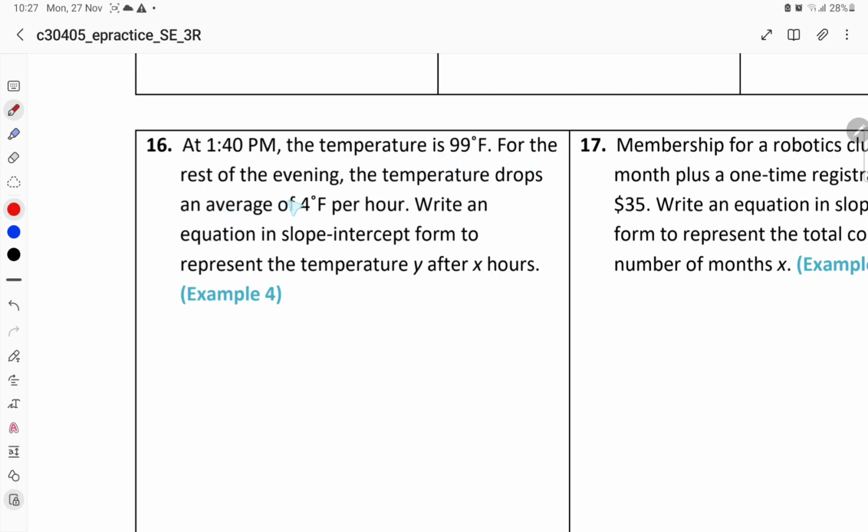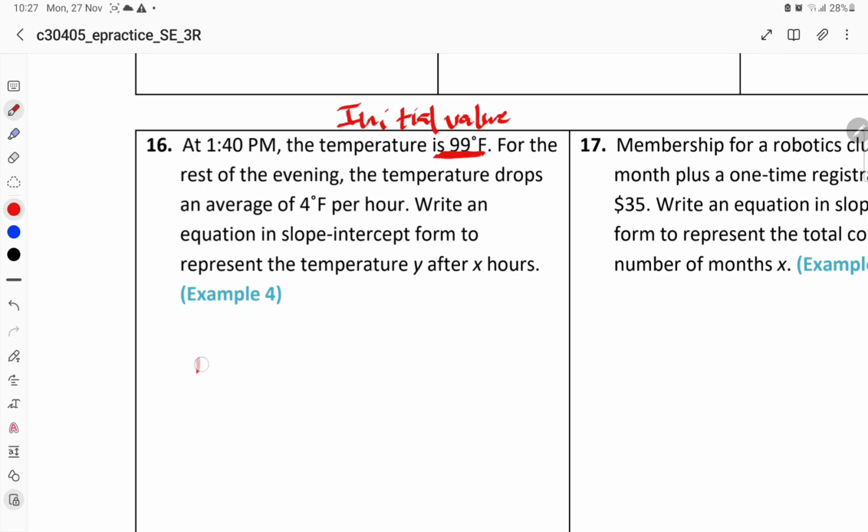For the rest of the evening, the temperature drops an average of 4 degrees per hour. So again, where did it start? The temperature is starting at 99 degrees Fahrenheit, which we call the initial value. We call it the initial value.